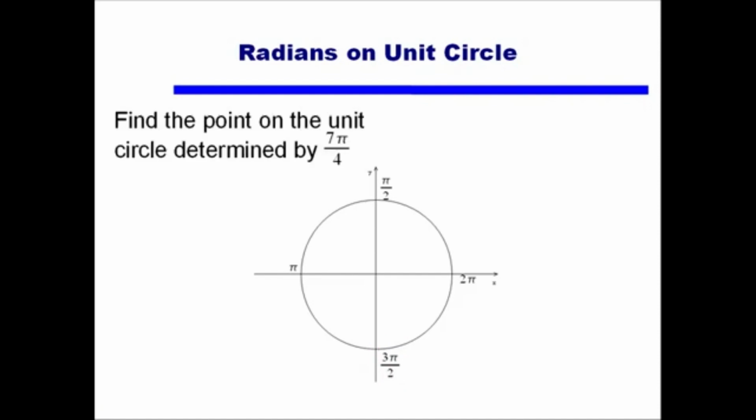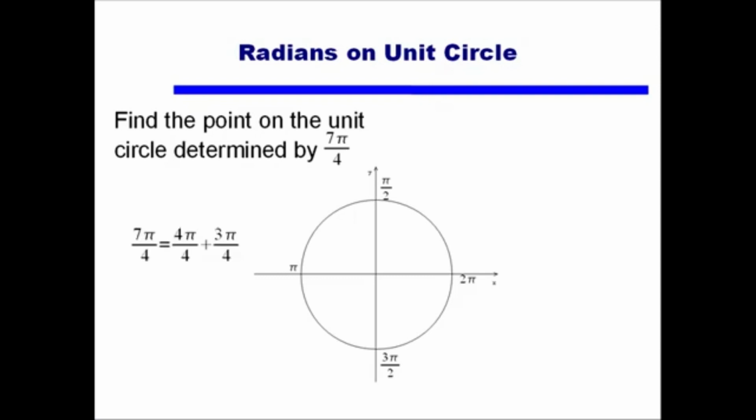But now here's a typical homework question. Find the point on the unit circle determined by 7 pi over 4. Well, what on earth am I going to do with that? I see pi, pi over 2, 3 pi over 2, I see nothing over 4. So obviously I can't do this. Well, of course we can. We just have to pull out a little bit of work with fractions.